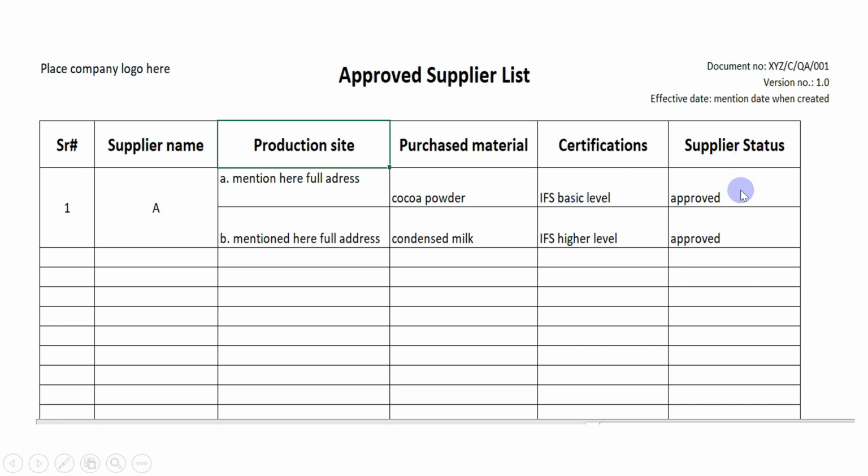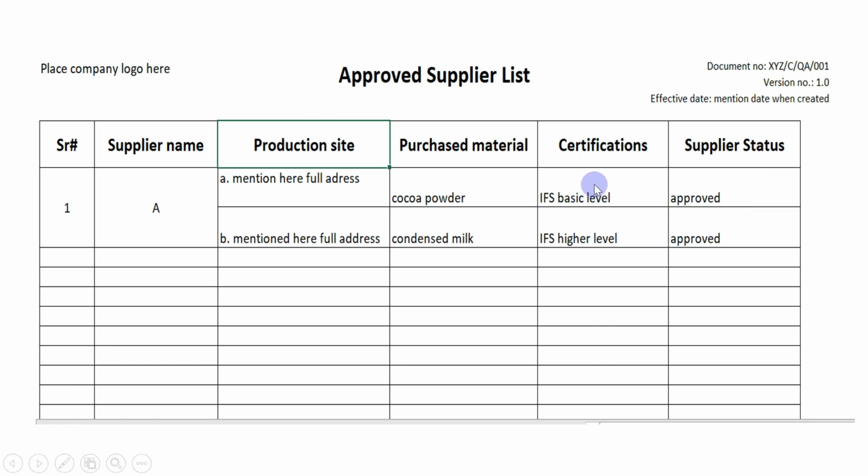So why do we need to mention it here? Because in our industry, we have procedures to approve suppliers from a QA perspective. So if it's approved, maybe in your procedure you have mentioned that if a supplier has IFS certification, we will consider it as approved.